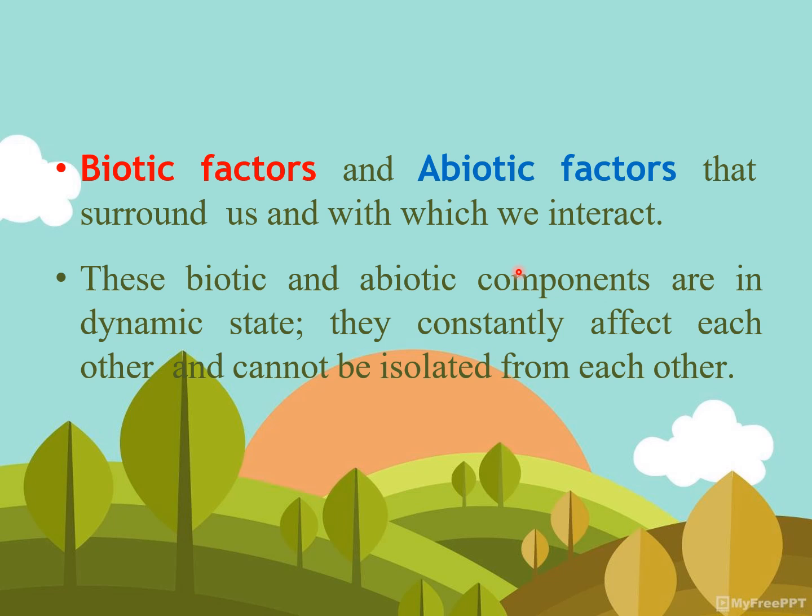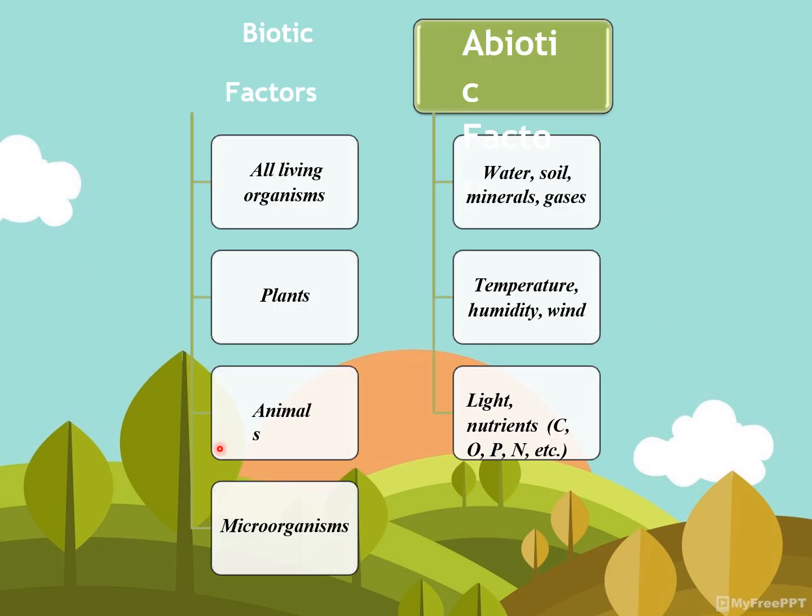The biotic and abiotic factors that surround us and with which we interact are in a dynamic state, they are not static. They constantly affect each other and cannot be isolated from one another. All the biotic factors are listed here: all living organisms, plants, animals, even microbes. Abiotic components include water, soil, minerals, gases, temperature, humidity, wind, light, and nutrients like carbon, oxygen, phosphorus, nitrogen, etc.